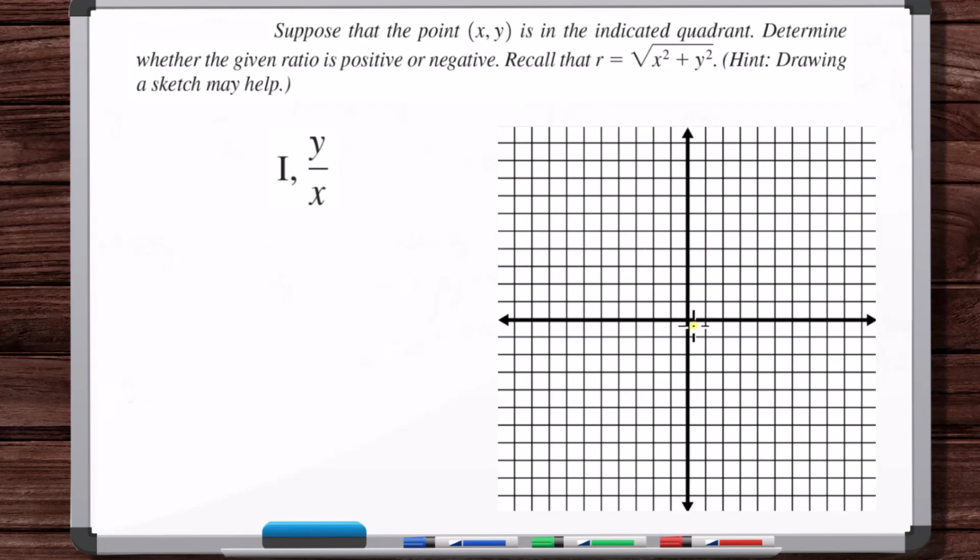Quadrant 1, anything out here. Let's create the right triangle with the perpendicular along the horizontal axis. So x, y, and r are positive. No matter what, everything is positive. All trig functions are positive for quadrant 1.